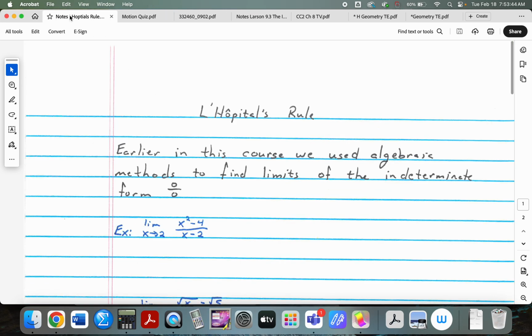Okay, so today we're going to look at something called L'Hopital's rule. That's as close as I can get to the French pronunciation.